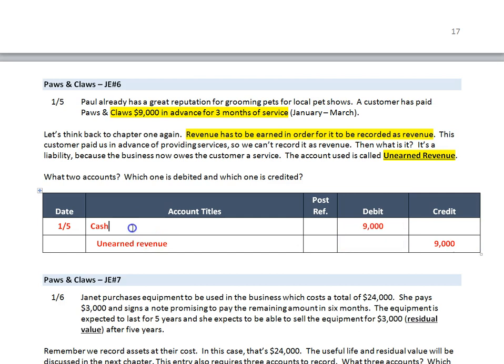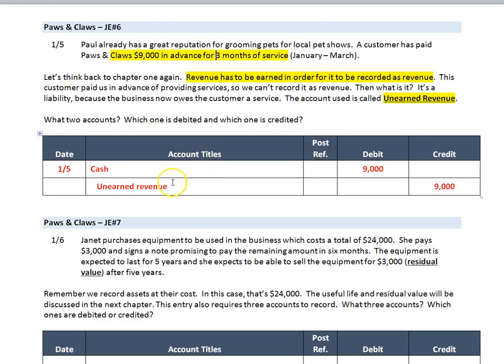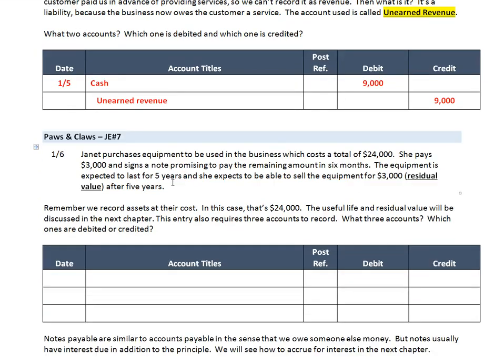Debits equal credits. So this tells an accountant that we received cash that we haven't earned yet because it's going into unearned revenue, which is a liability account. And again, it will become revenue. Actually, you'll take 9,000 divided by 3. $3,000 of it will become revenue each month. In the next chapter, we're going to do that adjusting entry. But for now, we're just doing the basic journal entries in chapter 2.